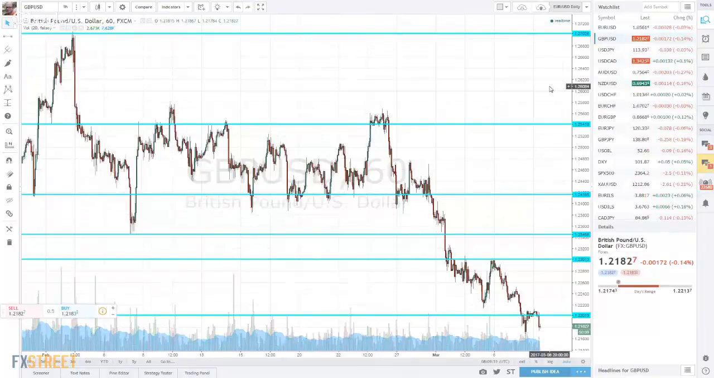Moving to pound dollar, quite a fall there. This is our currency of the week. We'll talk about that later on, more in detail about the factors. But anyway, it's down at 121.82. Some weak resistance here at 122.